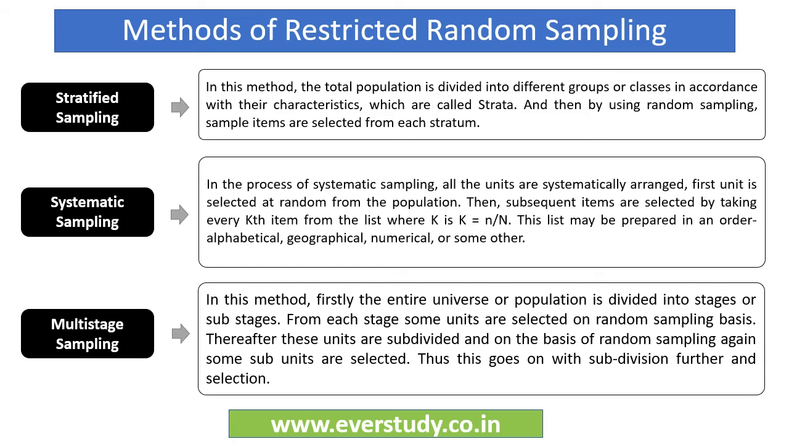Next is multi-stage sampling. Now, in this method, firstly, the entire universe or population is divided into stages or substages, and from each substage, some units are selected on a random sampling basis. And thereafter, these units are subdivided, and on the basis of random sampling, again subunits are selected. Thus, this goes on with further subdivision and selection.